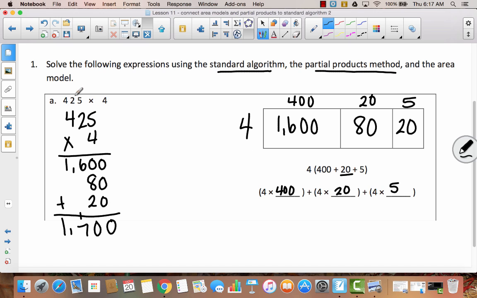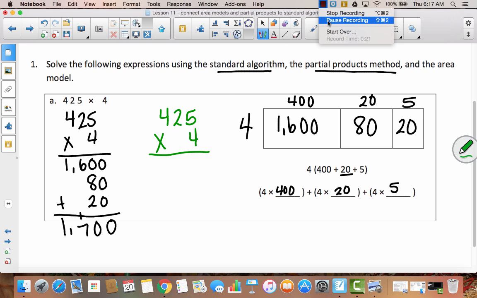Okay, now we've already used the area model. We've already used the partial products method. Now we're going to go back to standard algorithm. So I'm going to just change colors here. I've got 425 times 4. And I want you to go ahead and pause the video and try to solve this using standard algorithm. Then let's come back and check together.